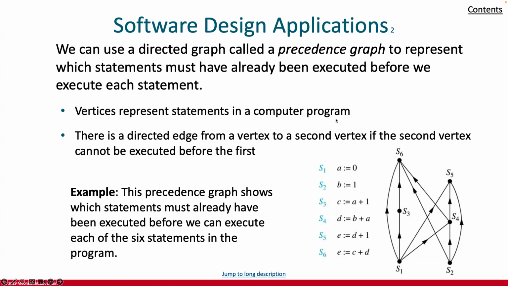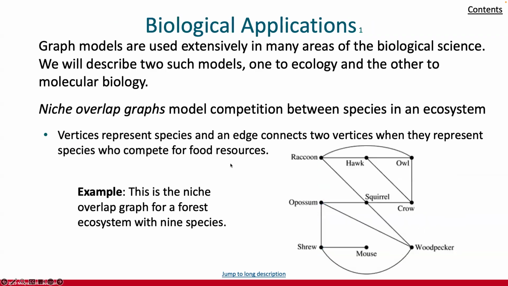Vertices represent statements in a computer program. There's a directed edge from a vertex to a second vertex if the second vertex cannot be executed before the first. And so thus we can see that we can be looking at that order, and some of this can be utilized for optimization of threads or different parts of a program. And so those are how that can be useful. And finally, we'll have a couple charts looking at biological applications, an interesting area that some of you may end up having at least part of what you do working in.